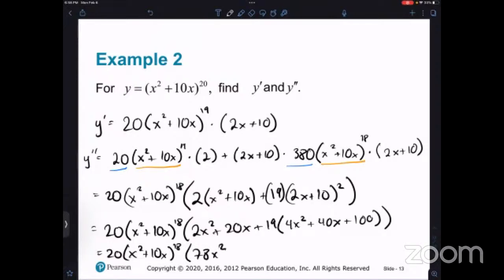19 times 40, let me see. So 40 plus 36, 76, so 760. So 780, right? I think that's 780. So we're going to go 780, I think that's okay, x. So basically what I'm doing, I'm distributing this 19 and then combining my like terms, just trying to get to the final result. Okay. And then 1900.